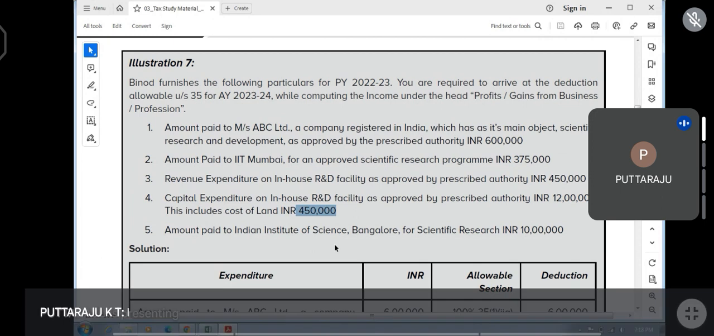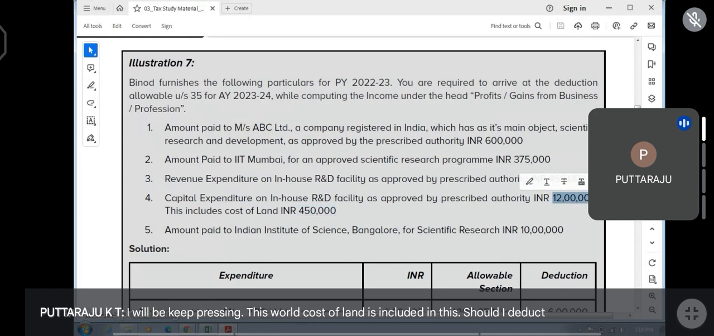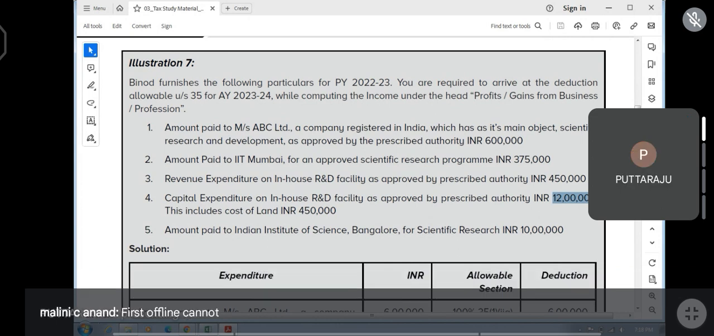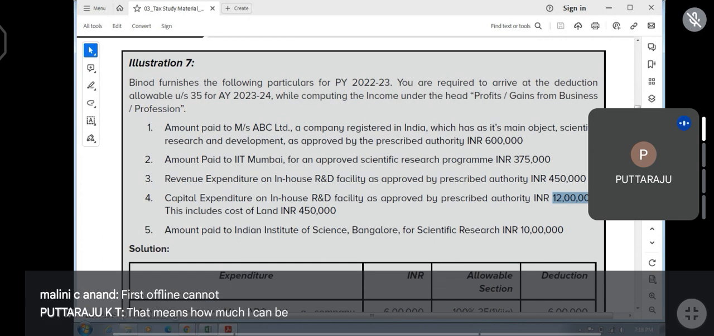Cost of land is included in this. Should I deduct the entire 12 lakhs, or higher than 12 lakhs, or lesser than 12 lakhs? Cost of land cannot be included. That means how much can be deductible?